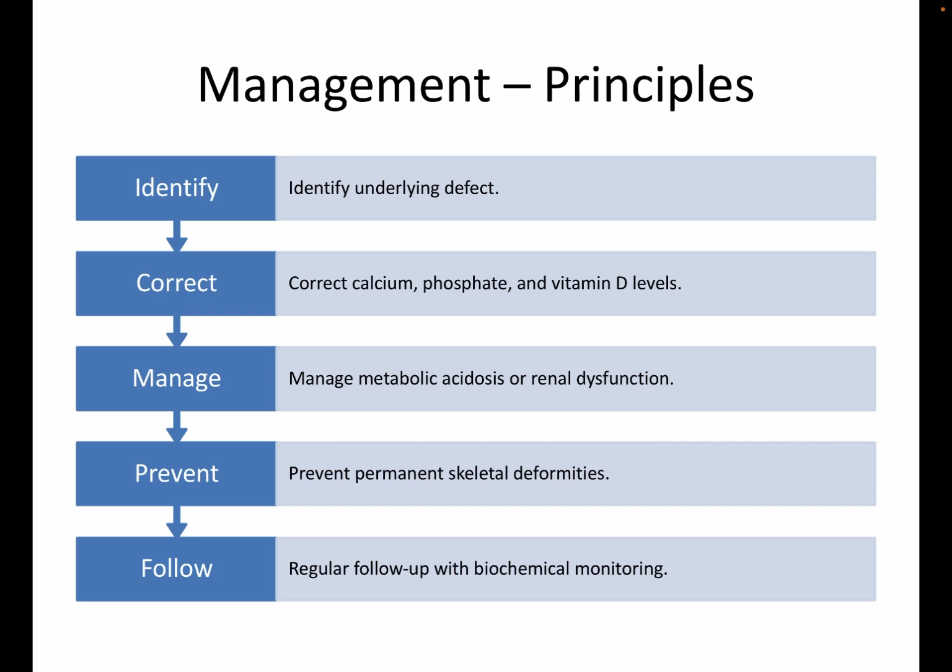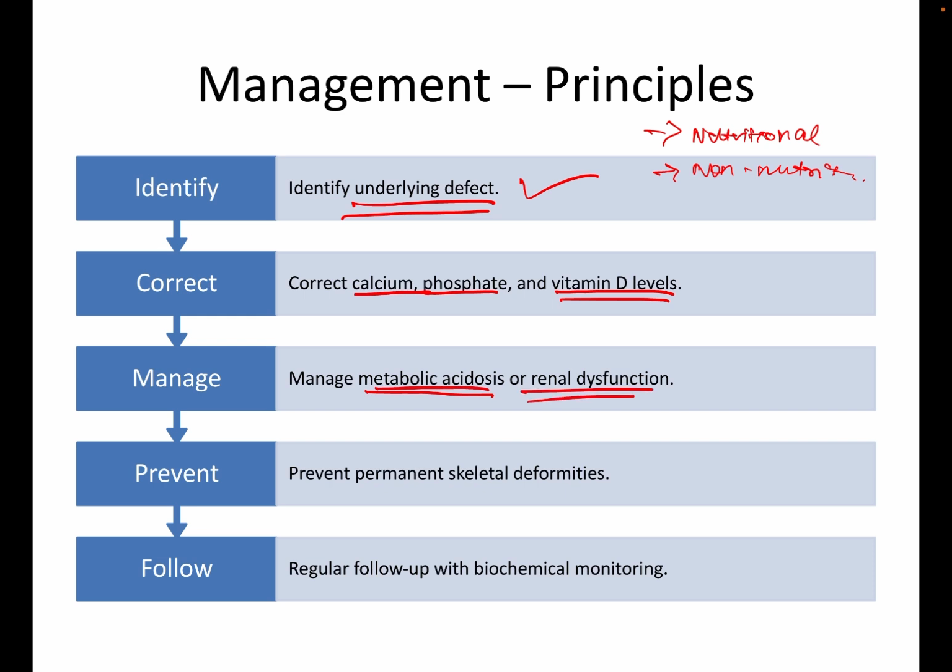Coming to the management. First, we have to identify the underlying defect: whether it is rickets, and if so, whether it is nutritional or non-nutritional. If it is non-nutritional, we have to identify the underlying defect, then correct calcium, phosphate, and vitamin D levels, and manage the metabolic acidosis and renal dysfunction. Preventing any permanent skeletal deformities is the goal of the treatment. There should be regular, mandated follow-up with biochemical monitoring.